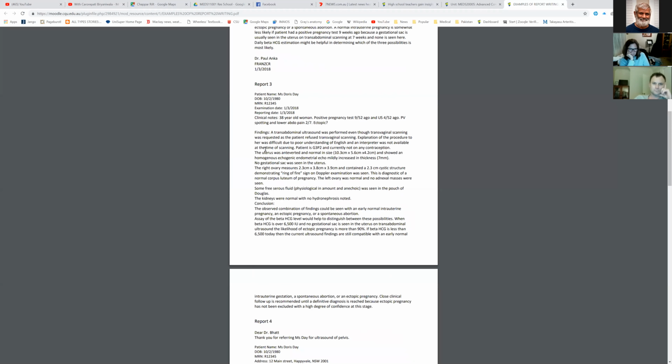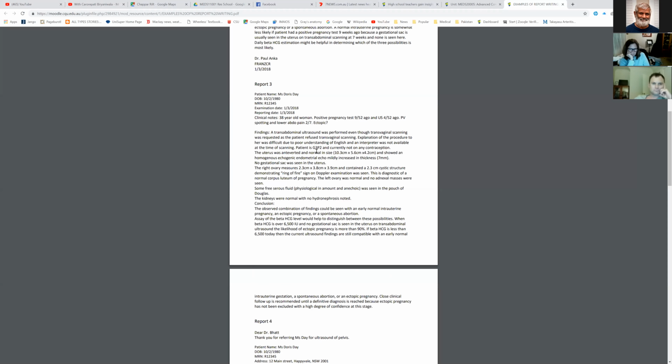I think explanation of procedure was difficult. Explanation of the procedure due to poor understanding of English, and the interpreter was not available. So same thing. Maybe elaborate a little bit more and say that this was the reason why we didn't do TV ultrasound. There is additional information there as well.